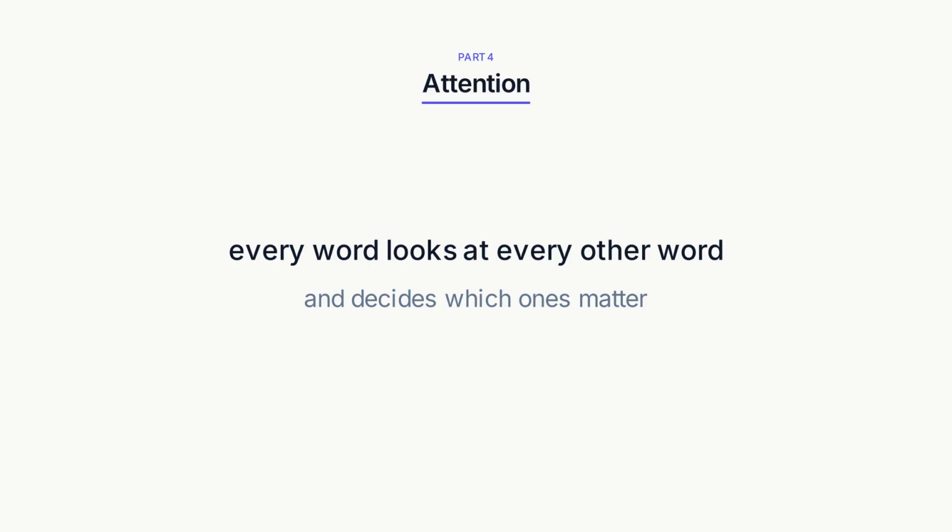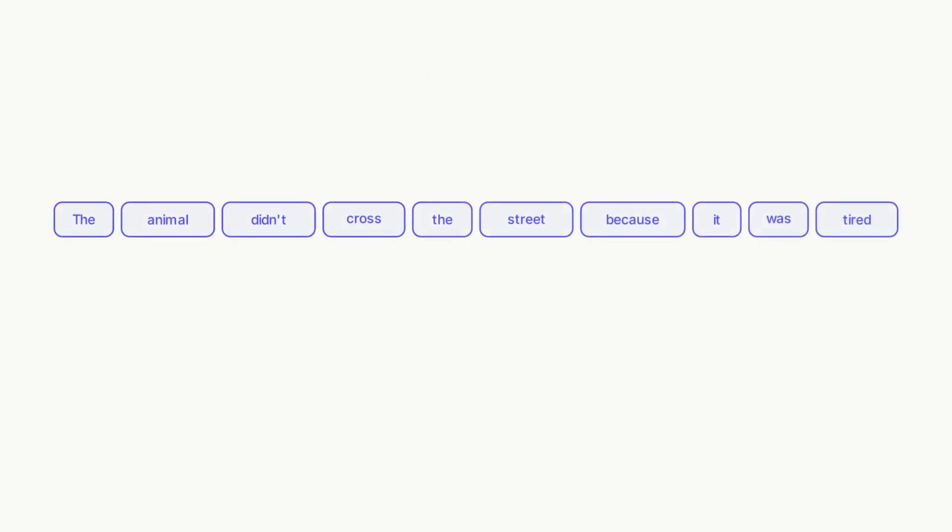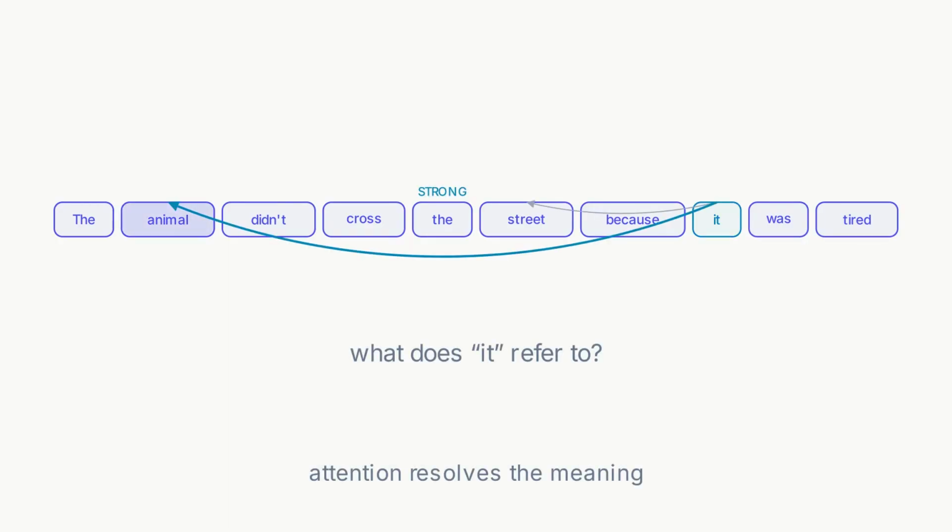Attention lets every word in the sentence look at every other word and decide which ones actually matter for understanding it. Take this sentence, the animal didn't cross the street because it was too tired. Now, what does it refer to? You know instantly. The animal, not the street, but nothing in the word it says so. The model figures it out through attention. When it processes the word it, it looks back across the sentence and pays strong attention to animal and weak attention to street. That link is how it resolves the meaning.